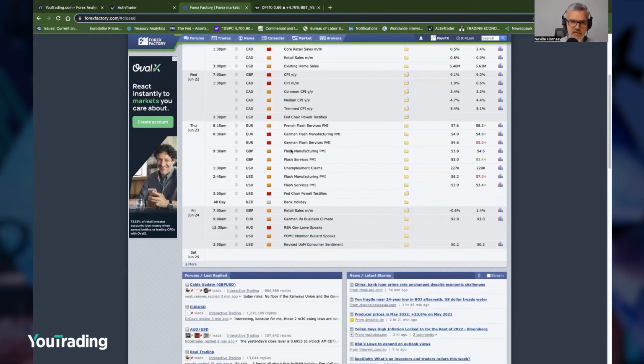What we do have to worry about on Thursday, though, is flash PMIs. So we've got French, German, UK, and US flash PMIs. So we've got manufacturing PMIs and services PMIs. Generally, we're expecting to see these PMIs drop.